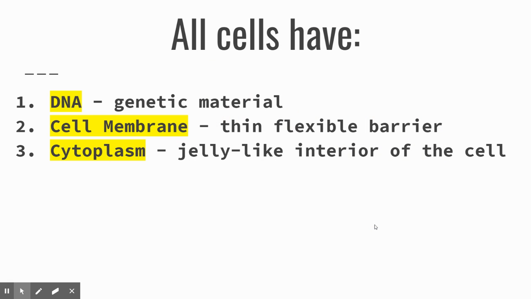All right, what do all cells have? All cells, no matter whether they're a simple cell or a complex cell or a small cell or a big cell, are going to have 3 things. Number 1, DNA. They're going to have genetic material. They are living things. Number 2, a cell membrane, which is a thin, flexible barrier. And number 3, cytoplasm, which is a jelly-like interior of the cell. Kind of liquidy, but kind of a thicker liquidy thing, very much like jelly or jello.